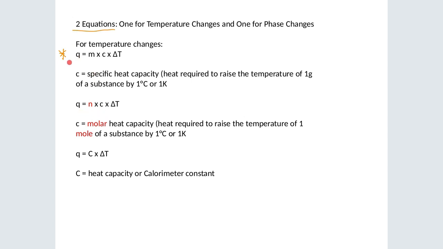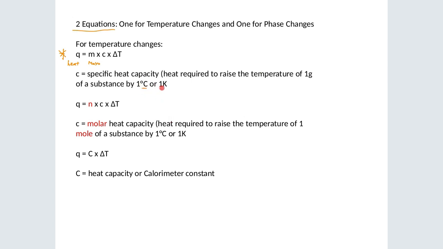All right, Q is heat, just another way to say enthalpy. M here is going to be the mass of your substance that's changing temperature. So M is mass. All right, C is the specific heat capacity. The specific heat capacity is a constant that's inherent to a substance, and it's the heat required to raise the temperature of 1 gram of that substance by 1 degree C or 1 Kelvin.